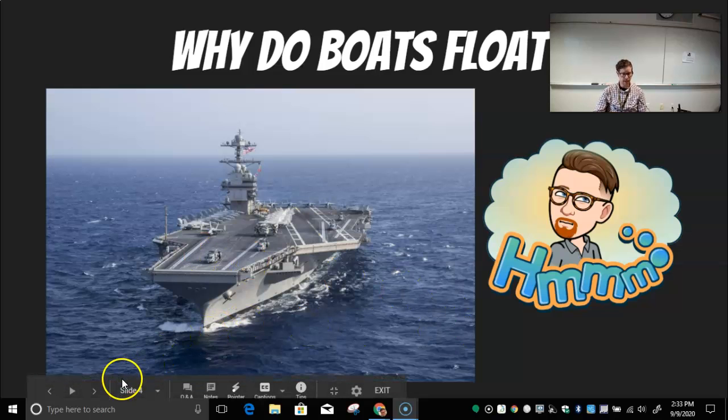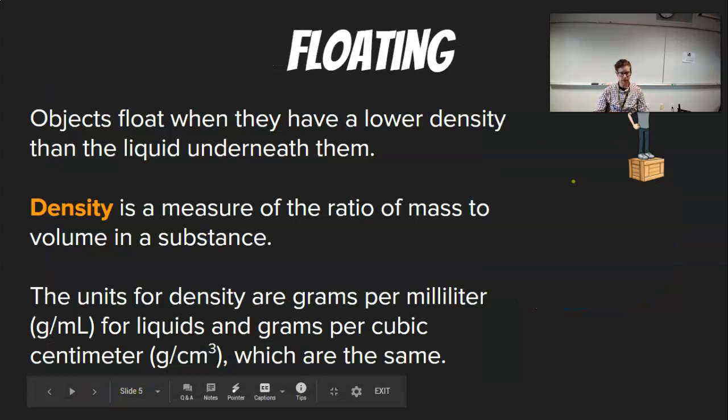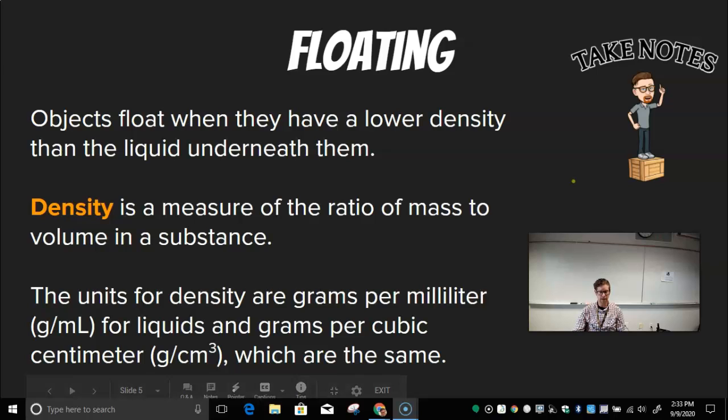Okay, glad you thought about that. Let's take a look at the concept of density and how it connects to floating. So here's a reminder, you're going to want to take notes here. Objects float when they have a lower density than the liquid underneath them. So the key is you have to have something that has less density than what's underneath. What is density? Density is how we measure the ratio of mass to volume in a substance.